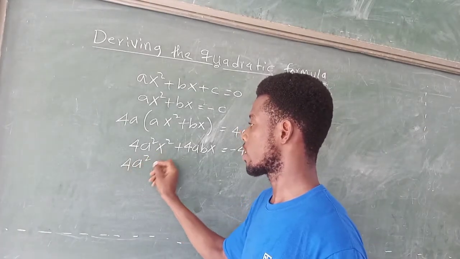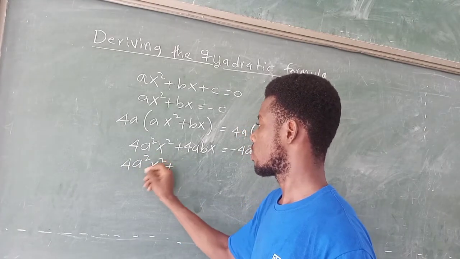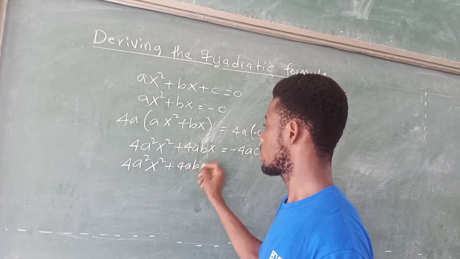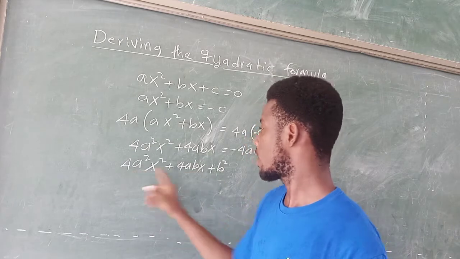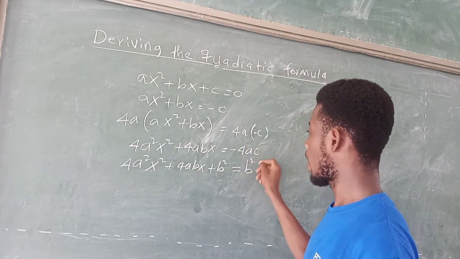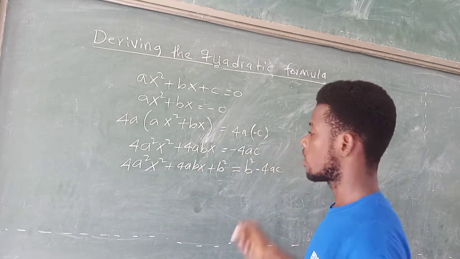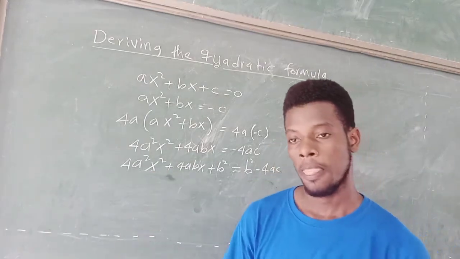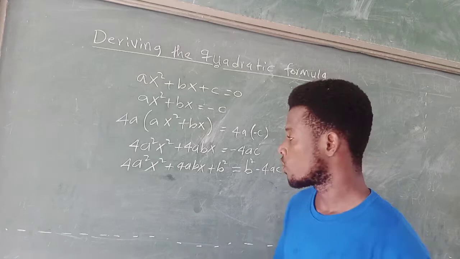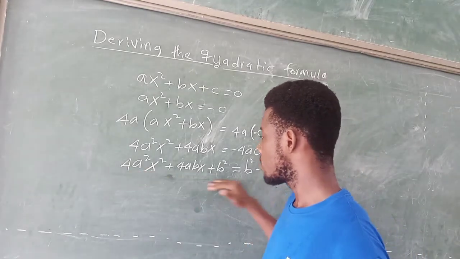4a squared x squared plus 4abx plus b squared. What did we do? We added b squared on this side. That means we should add b squared on the other side. We add b squared on this side, we add b squared on the other side. Simple. The next step is to factorize this trinomial.